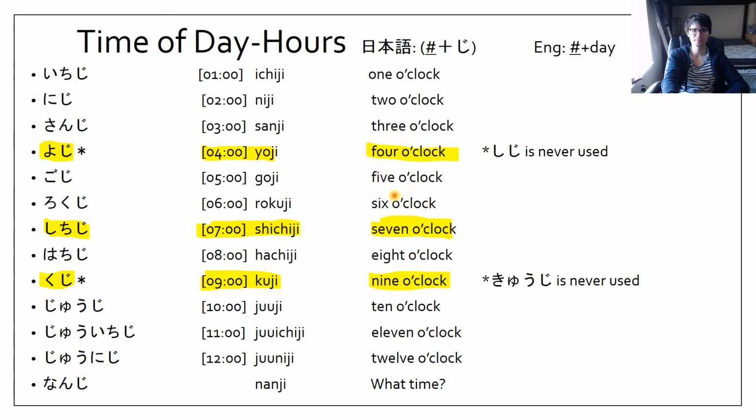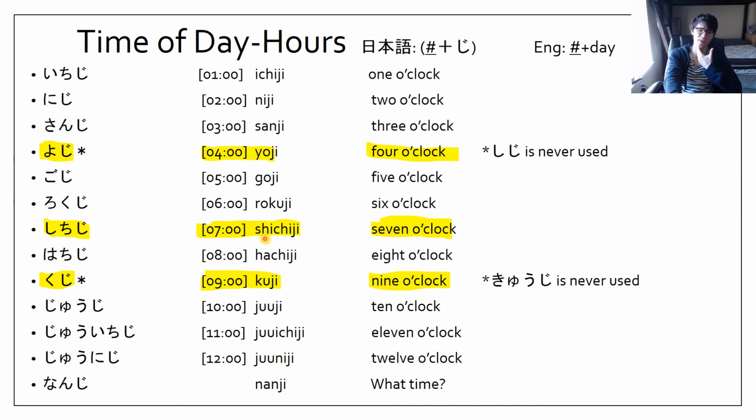Next is 5 o'clock, which is goji. Now, make sure that you keep this short. Don't make that a long vowel, but just goji. Next is rokuji. That's 6 o'clock, and the next is shichiji, 7 o'clock.